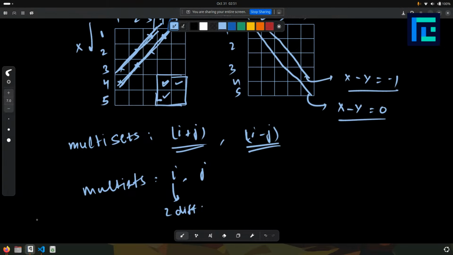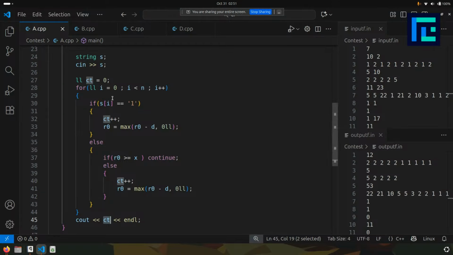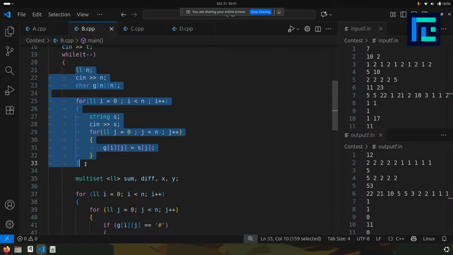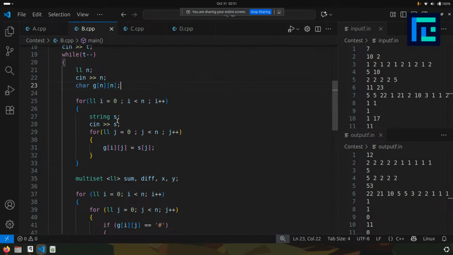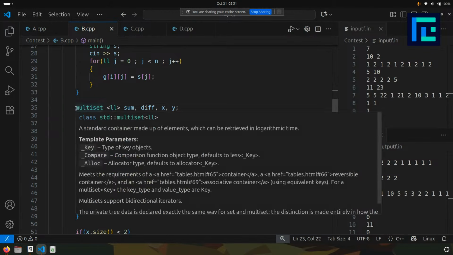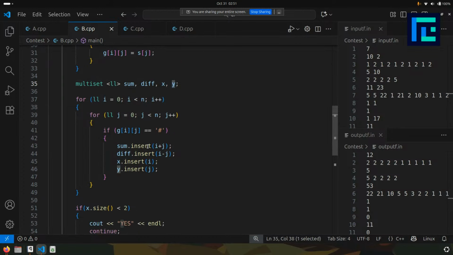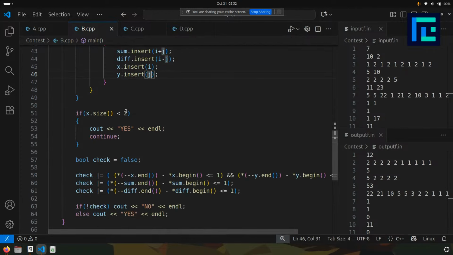I'll show you guys the code once, and hopefully that clears the implementation doubts. So basically, I take the input as a grid of n by n. Then I maintain four multisets of sum, difference, x coordinate and y coordinate. In these multisets, I insert the sum of the coordinates of a black cell, the difference of the coordinates of a black cell, and the x and y coordinates of a black cell.